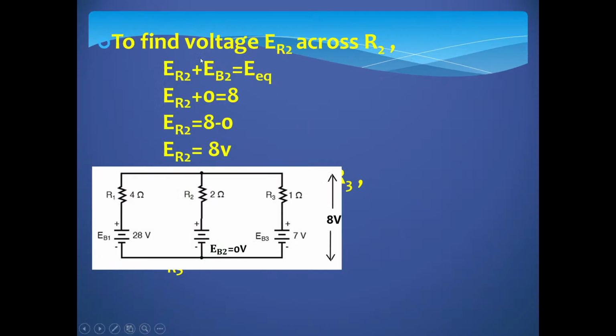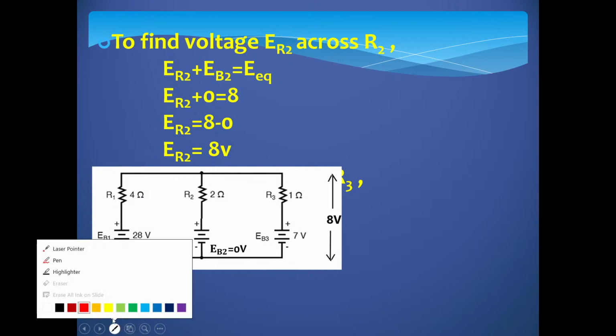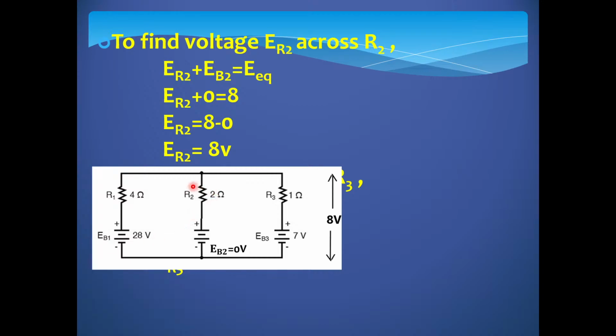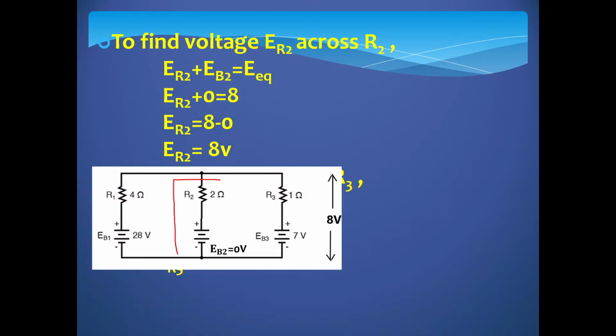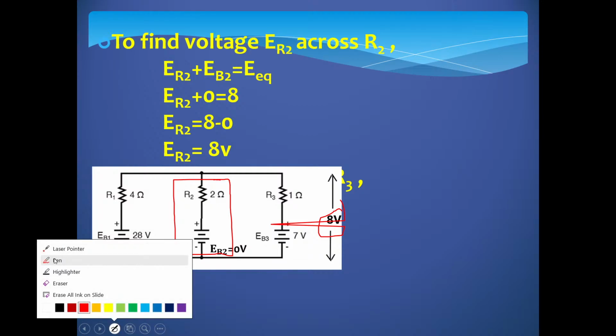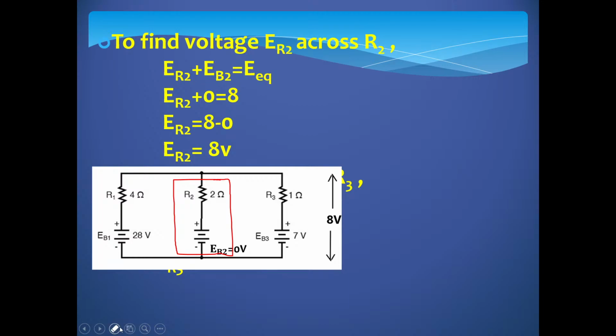Okay, now let us see what is the voltage across R2. Let us assume the notation for that voltage is ER2. So ER2 plus EB2 is equal to what? 8. ER2 plus EB2 is equal to 8 volts, because 8 is the equivalent voltage.